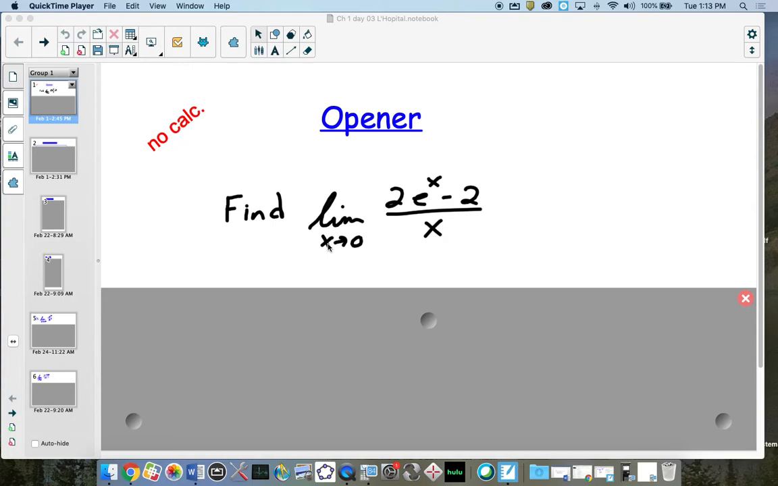So I'd like you to find the limit as x approaches 0 of 2e to the x minus 2 all over x. Now, as I go through the lesson today, feel free to hit pause, try and work a problem out yourself instead of just watching me do it. It will probably have a little more impact on you if you try it yourself first.